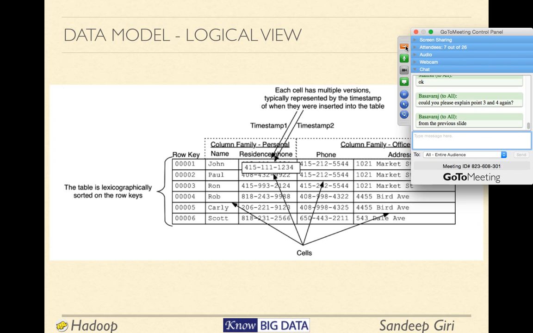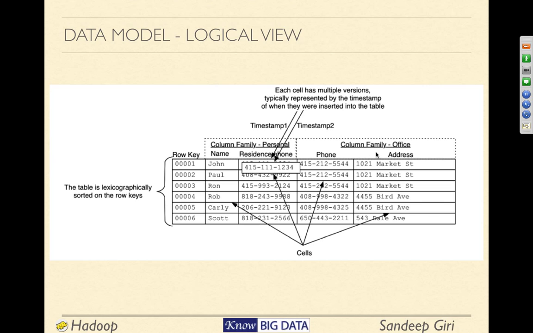Let me just go through these buzzwords and then I'll discuss point 3 and 4. So you have column family office and personal. Column family personal has a name column and a residence phone column, and in office there is phone and address. These are columns, and this is the column header or the column identifier. This is the row header or row identifier, and here this is the cell.